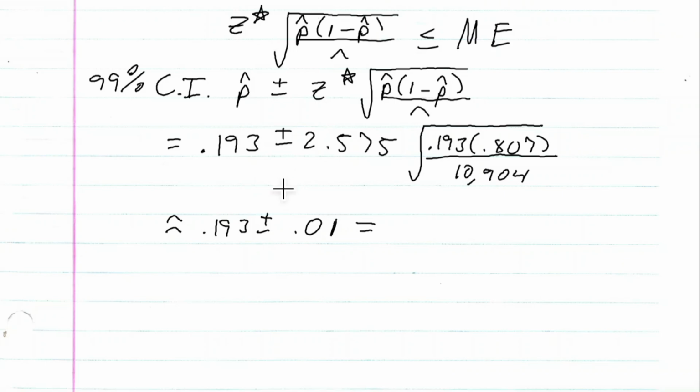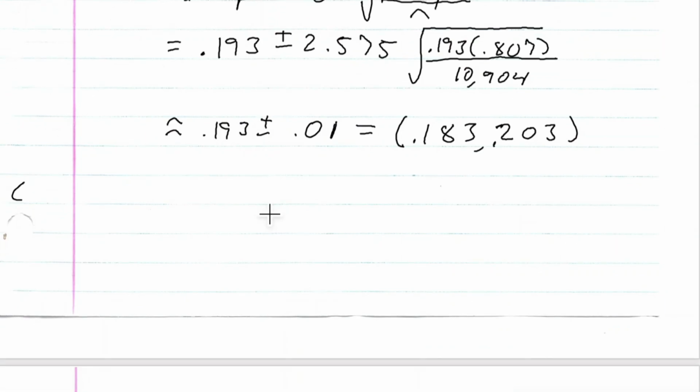And this is equal to 0.193 minus 0.01, which is 0.183, and 0.193 plus 0.01, which is 0.203. So we can see that the confidence interval, we are 99% confident that the actual proportion of U.S. college students would be between about 18% and 20%. So let's go ahead and write that in our conclude. Let me scoot down a little bit. So, conclude.